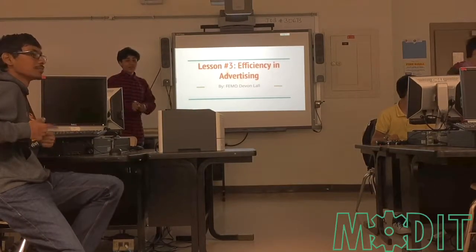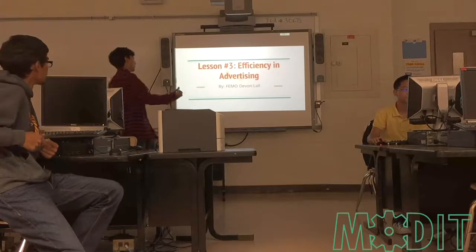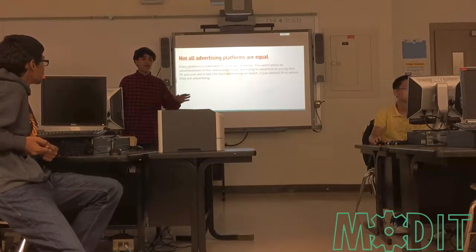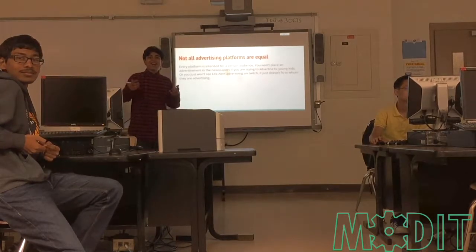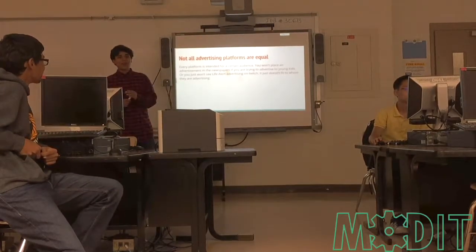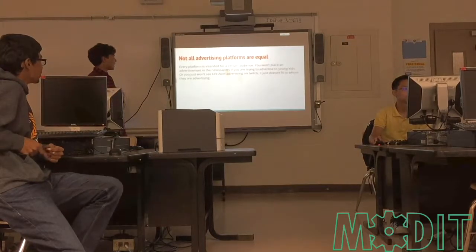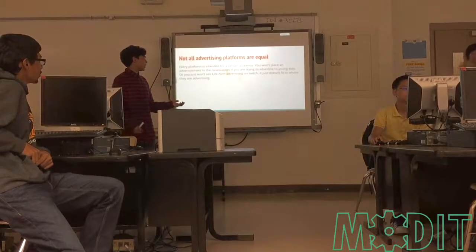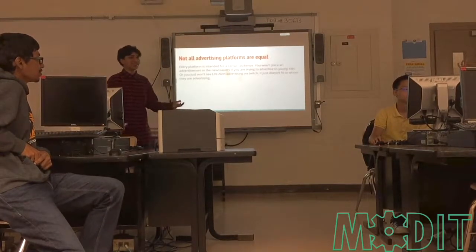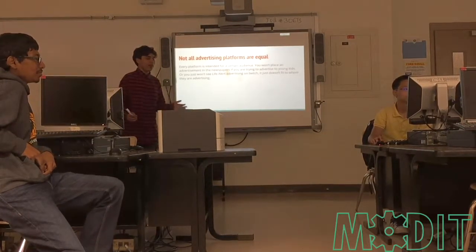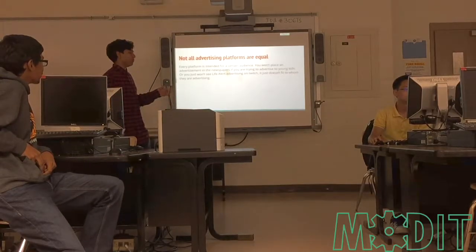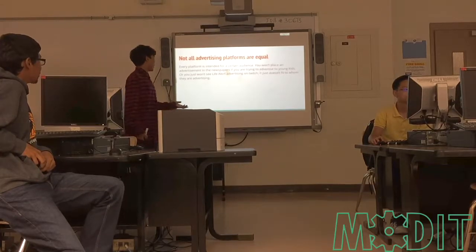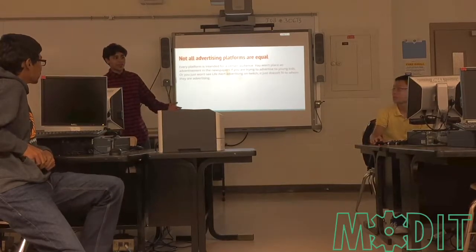Alright, so the third lesson is efficiency in advertising. The main thing you have to know is that not all advertising platforms are equal. There are some that are intended for a certain audience. Like, you won't place an advertisement in newspapers if you're trying to advertise to young kids, because there's practically no young kid that will read the newspaper. Or you won't see a Life Alert advertisement on Twitch. It just doesn't fit to whom they're advertising.